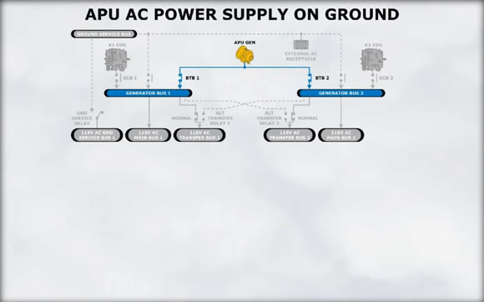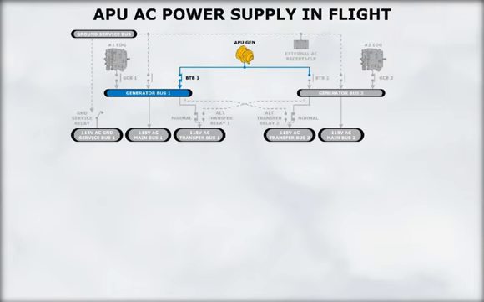The APU can also supply power to either generator bus. On the ground, the APU can power both generator buses at the same time. In flight, the APU can only power one generator bus up to a certain altitude.